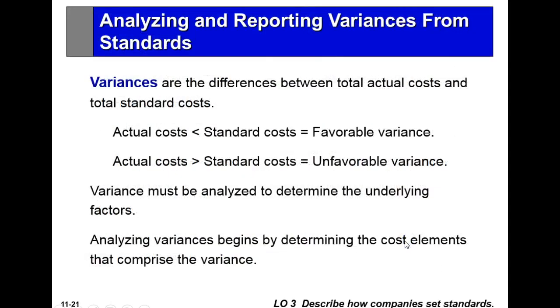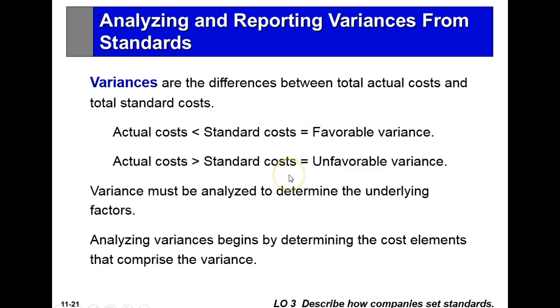Now we've got variances. We kind of talked about variances the other day, but variances are the difference between what we actually have costs of and what the standard costs are supposed to be. So if our actual costs are less than standard costs, that's a good sign. It's a positive variance, or favorable. If our actual costs are greater than our standard costs, then that's going to be an unfavorable variance. They need to be analyzed to see why.